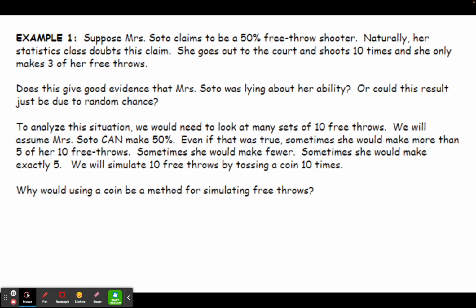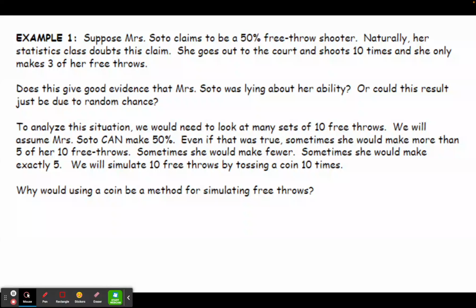Suppose, for example, Mrs. Soto claims to be a 50% free throw shooter, and her statistics class doubts this claim. So she goes out to the court and shoots 10 times, and she only makes 3 of her 10 free throws. This, of course, we would think maybe supports the class's doubts that she is able to be a 50% free throw shooter, because 30% or 3 out of 10 is less than her claim. But is this far away enough from her claim that we would have good evidence that she's lying about her ability, or could this result just be due to random chance?